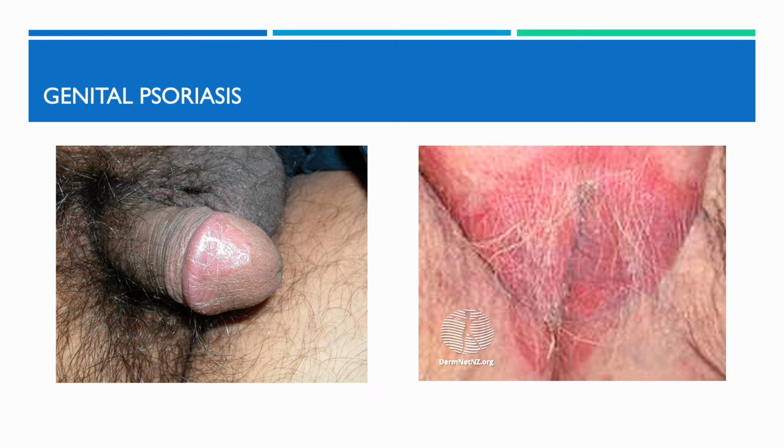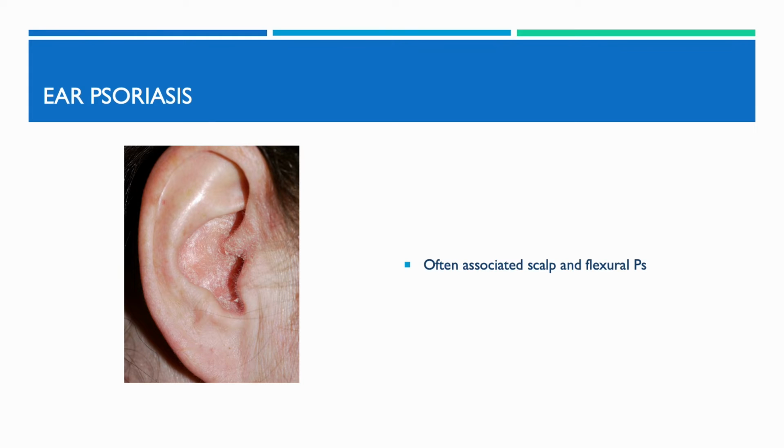You can see very well demarcated erythema of psoriasis affecting the vulva in the other image. So genital psoriasis can be the source of considerable anxiety and concern. Here's psoriasis in the ear. Again, you can see very well demarcated, scaly patches. Very often there's psoriasis elsewhere, either in the scalp or the retroauricular areas.